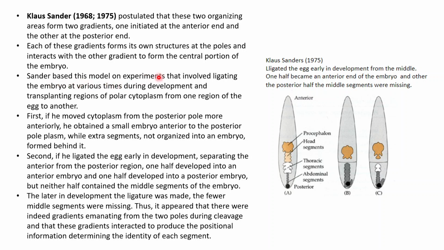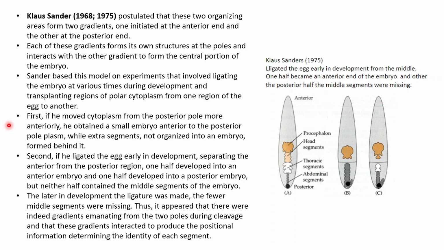Sander based this model on experiments that involved ligating the embryo at various times during development and transplanting regions of polar cytoplasm. First, he moved cytoplasm from posterior pole more anteriorly. He obtained a small embryo anterior to the posterior pole plasm. So first, before the ligating experiments, he transferred the cytoplasm in the posterior region to the anterior region. Then he saw a small embryo anterior to the posterior pole plasm, while extra segments not organized into an embryo formed behind it. So wherever he implanted the cytoplasm, that small region became AP axis, but beyond that, downwards, there was no proper organization.